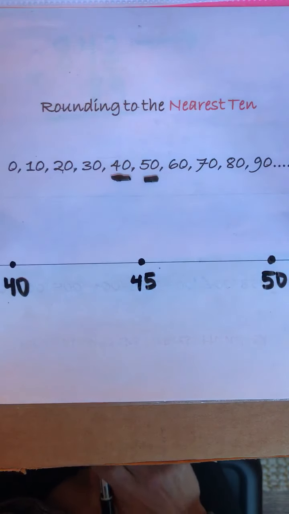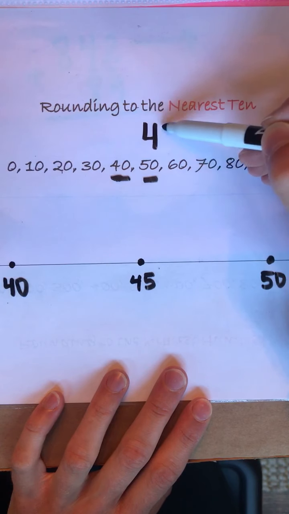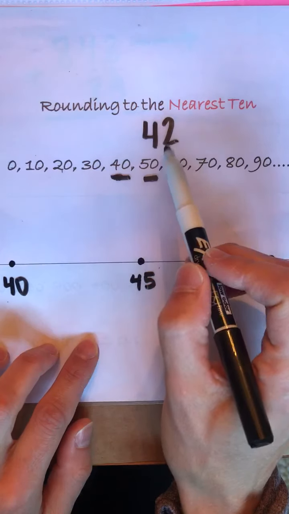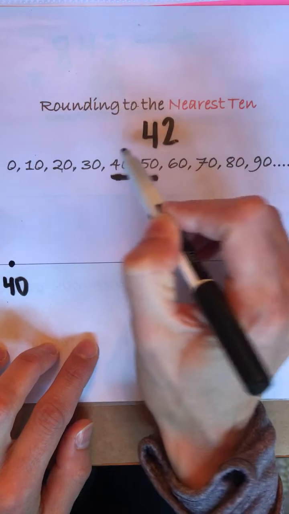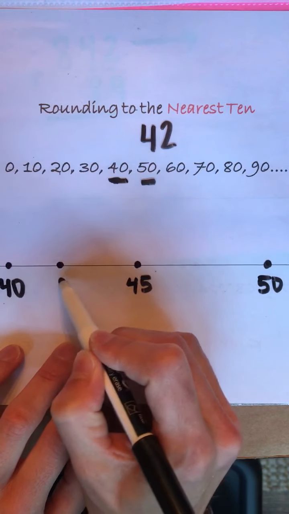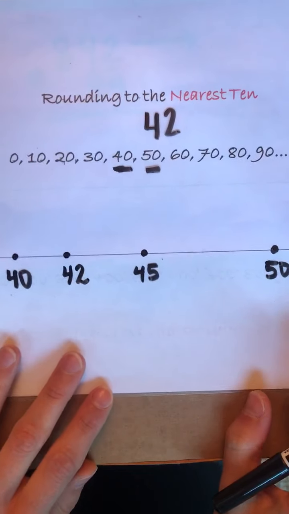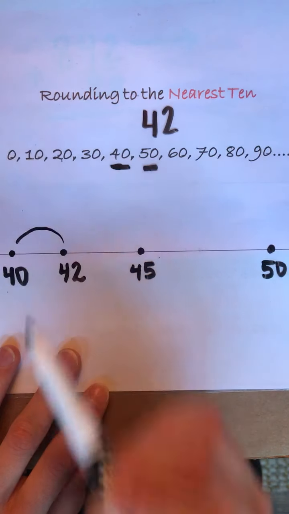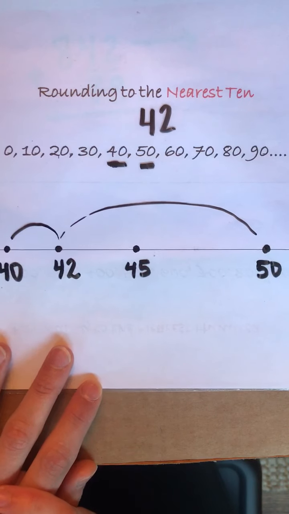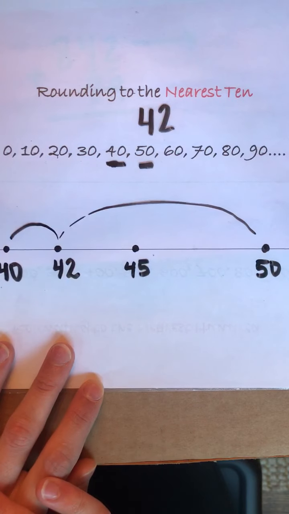Our next step for rounding to the nearest 10 is to plot the number that we are rounding. So I'm gonna plot 42, and remember, it's really 842. We're just not worrying about the hundreds right now. So I'm gonna plot 42 about here. Now help me decide, do you think 42 is closer to 40, so it rounds down to 40? Or do you think 42 is closer to 50, so it should round up to 50? Very good. It's very easy to see that 42 rounds down to 40.